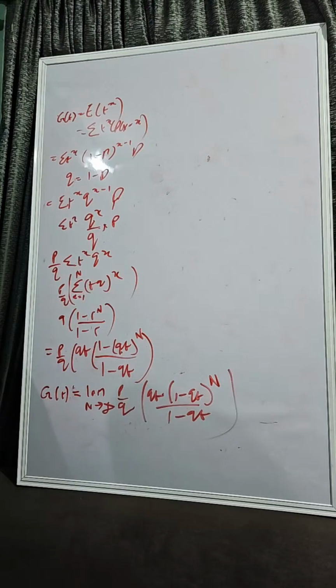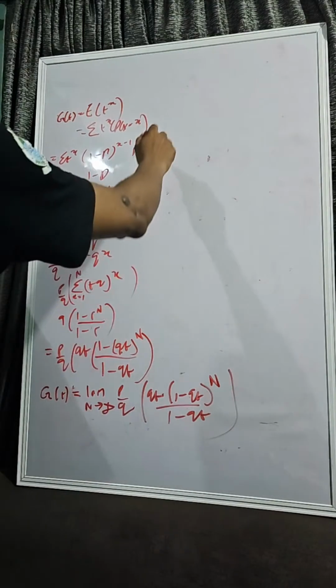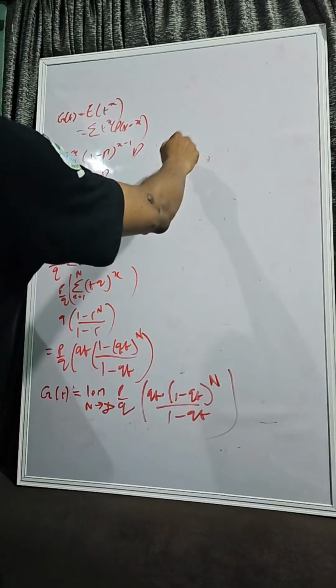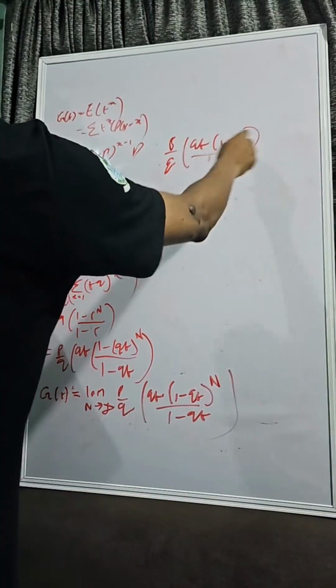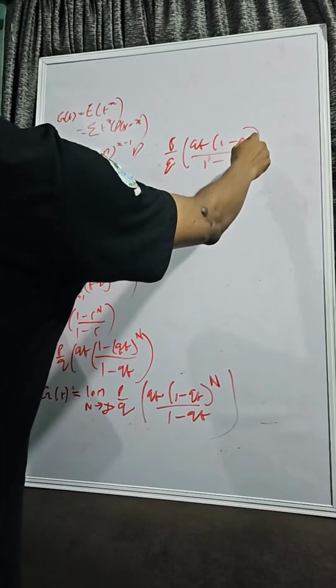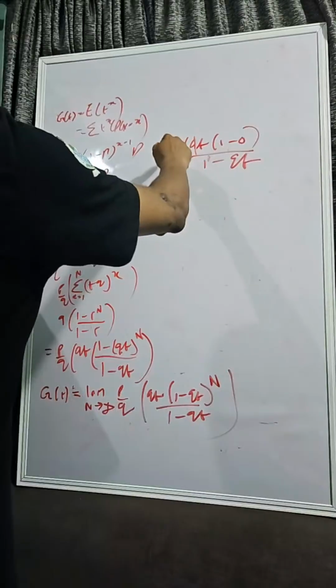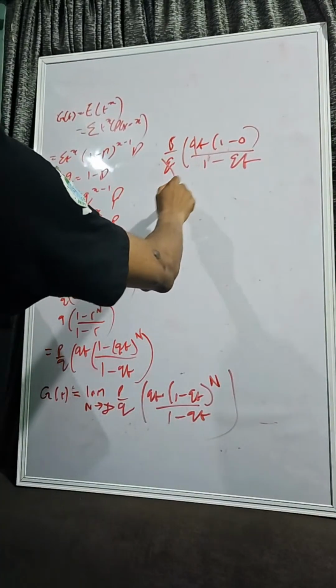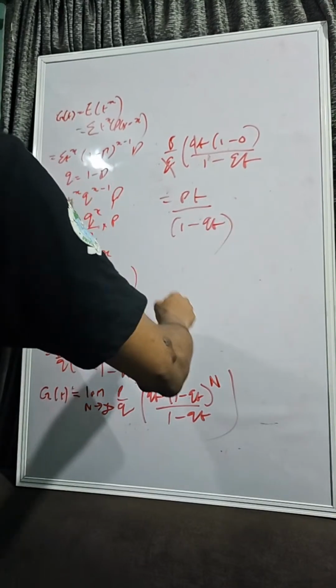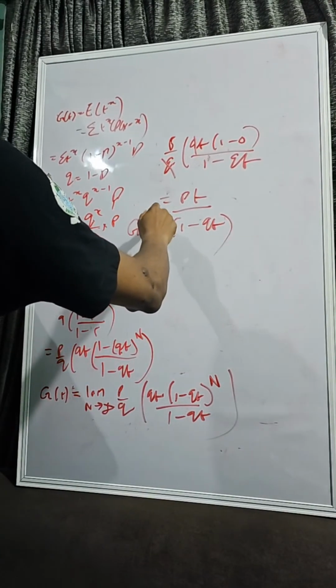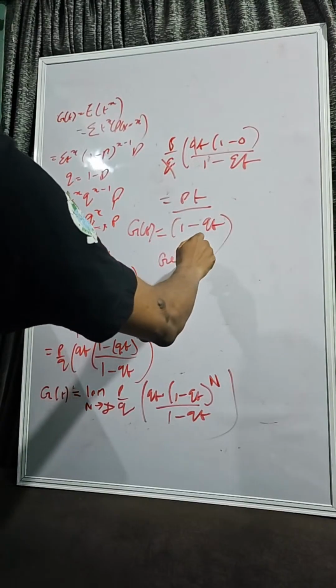So now you have G of t as the limit as n tends to infinity of p over q times qt times 1 minus (qt) to the n, over 1 minus qt. Since qt must be less than 1, then (qt) raised to n is equal to 0 as n approaches infinity. So all of this will now become p over q times qt times 1 minus 0 over 1 minus qt. The q cancels the q outside and you're left with pt over 1 minus qt. So this is our G of t for geometric.